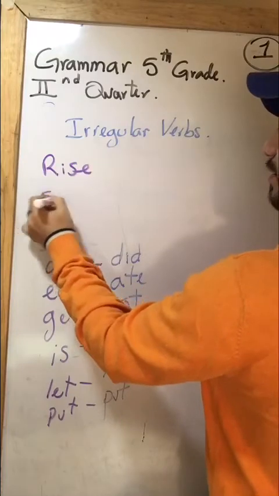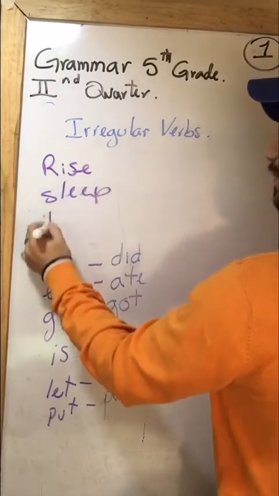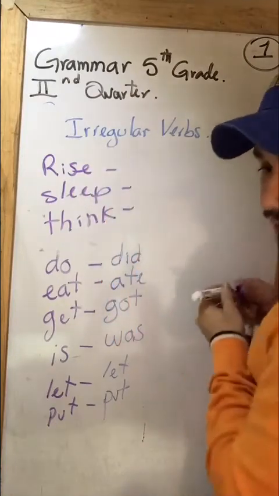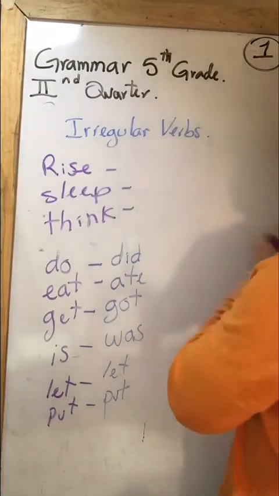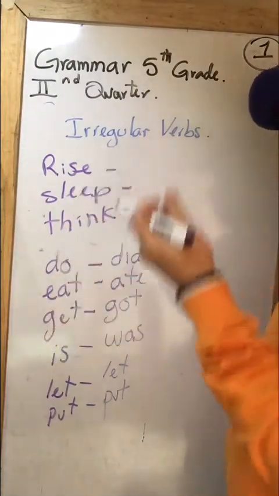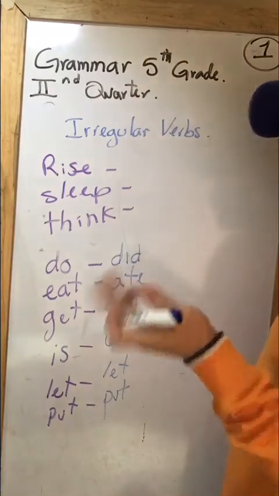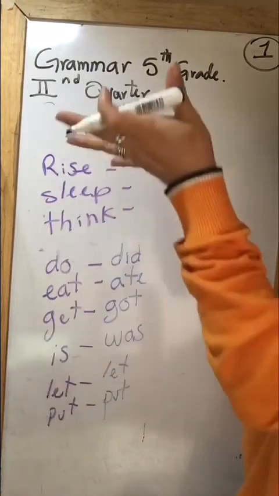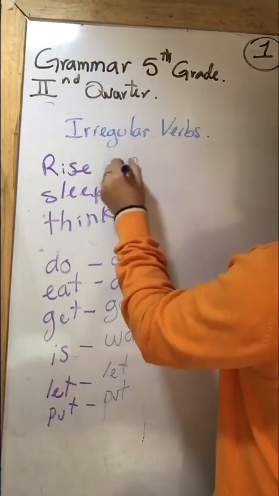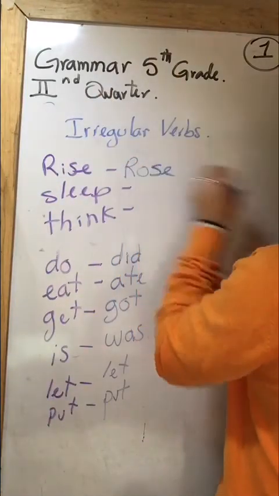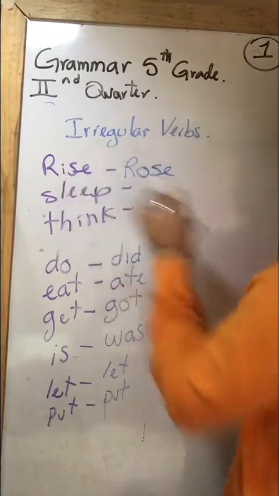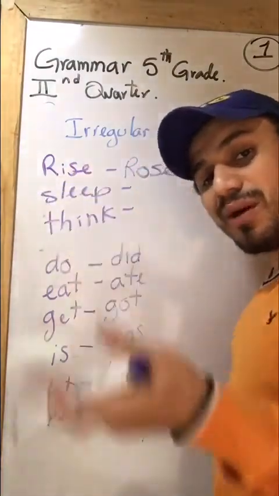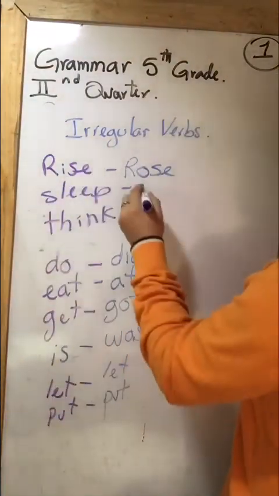Rise, sleep, and think. Now, rise is to come up. When something is in the water and comes off the water, it rises, it grows, it rose. That would be the past form of rise. When something rises from the water above, it rose.